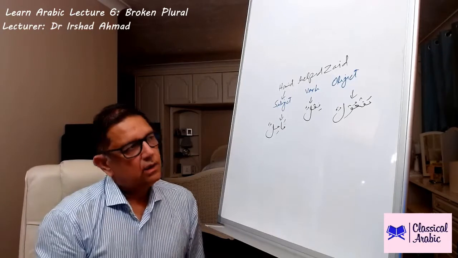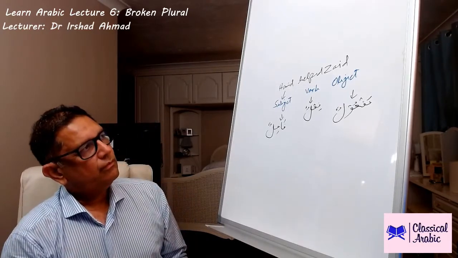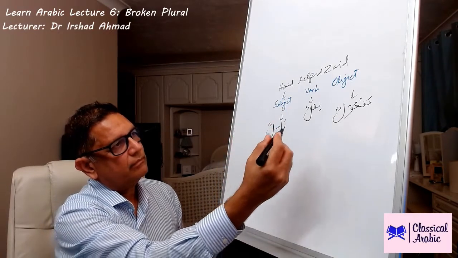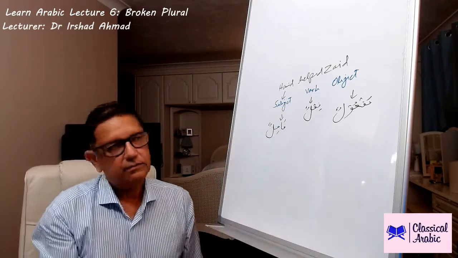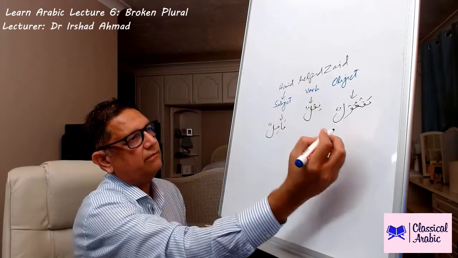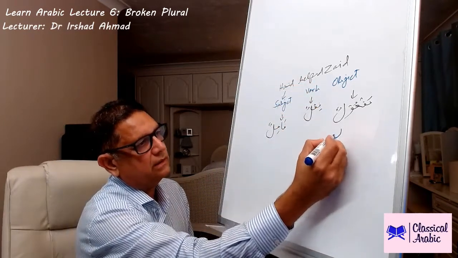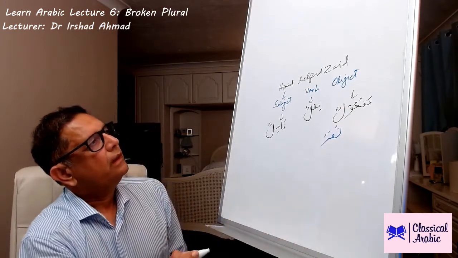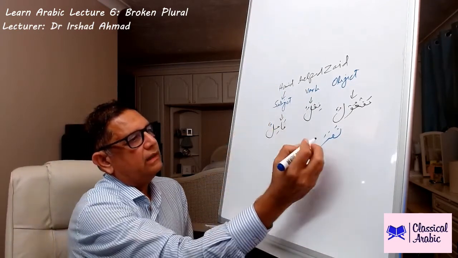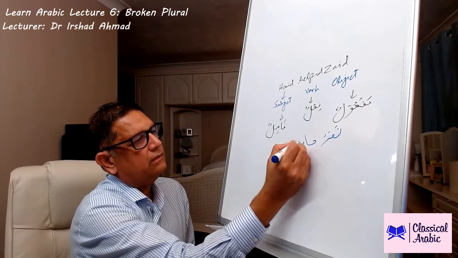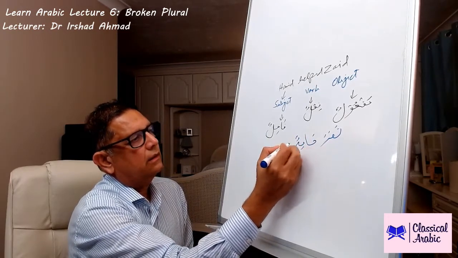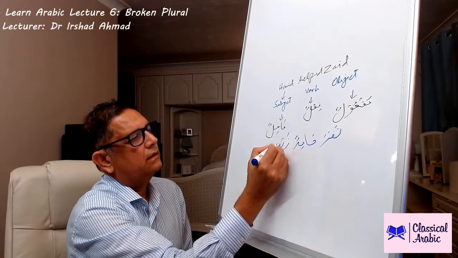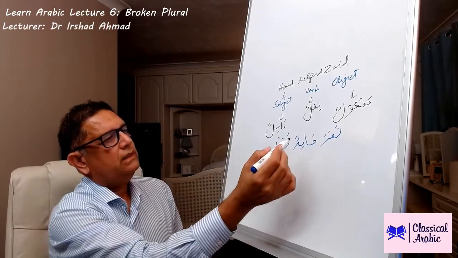Okay, so let me translate that into Arabic. The Arabic translation will be, the verb will come first, so that will be nasara, and then we are going to have the subject, nasara hamidun, and the object, zaidan. So Hamid helped Zaid.